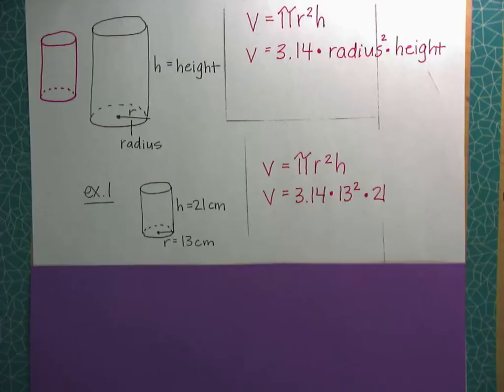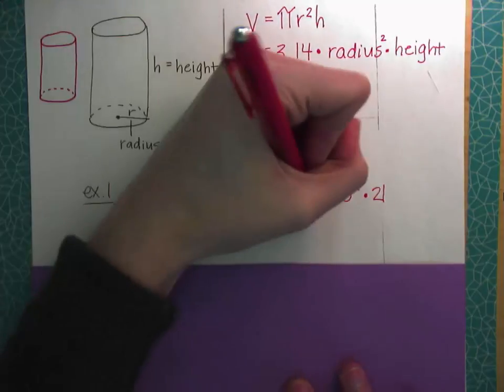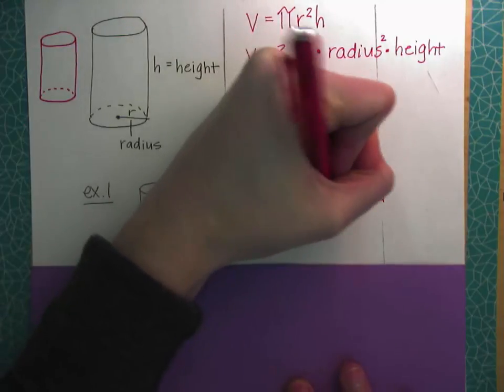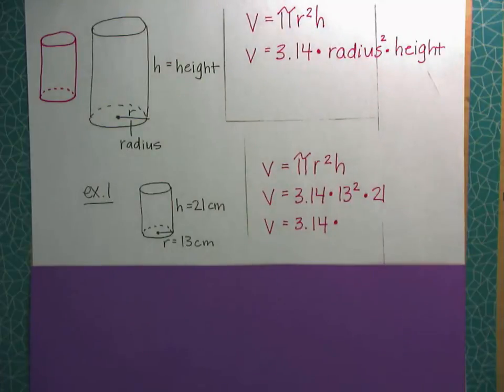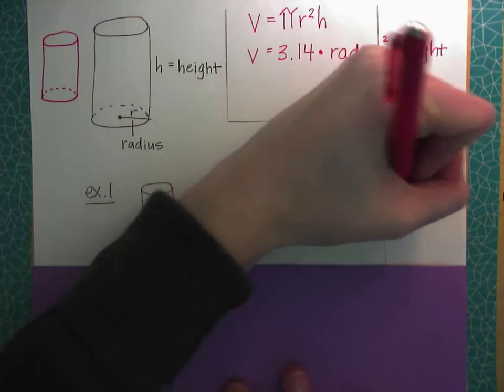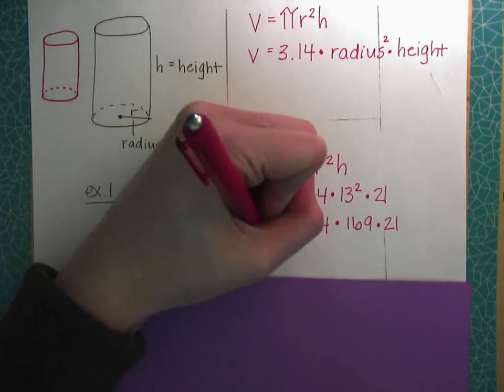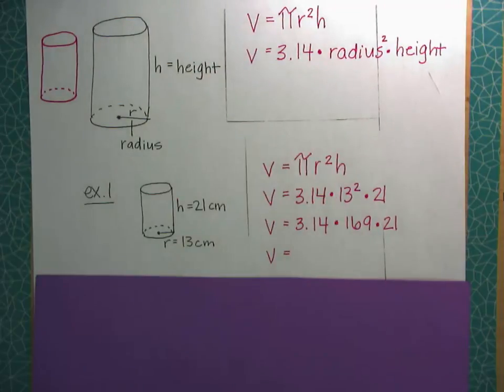Now, according to order of operations, what do I need to do first? So I'm going to rewrite, and I'm going to say 3.14 times, what's 13 squared? 169 times 21. Okay, when I say show your work, this is what I mean. I should see all of these steps. Okay? So then all you have to do is multiply those together.